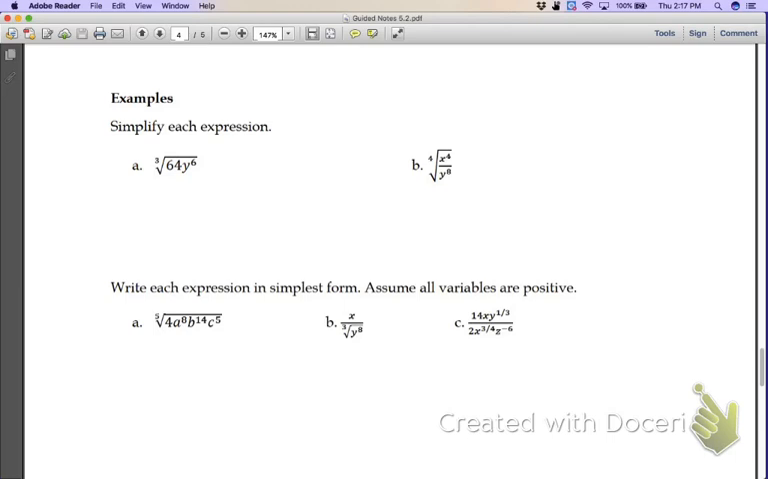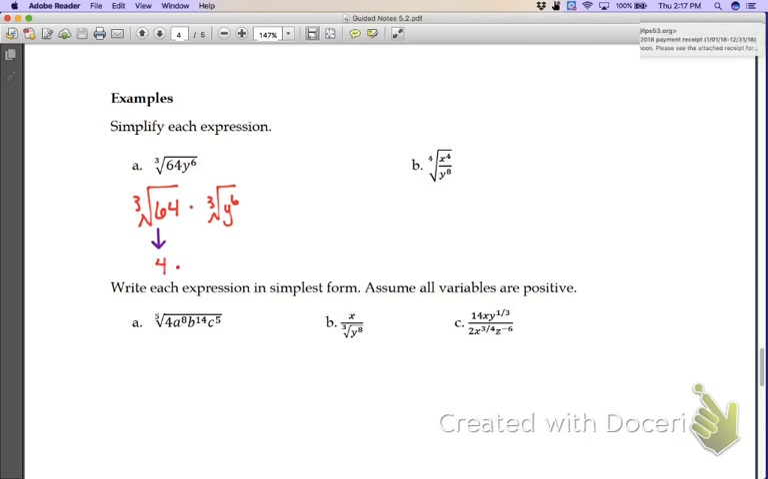Last one is I'm going to go to A here with the cube root of 64 and the y to the 6th. Always look at each thing individually. If I have the cube root of 64, and I have the cube root of y to the 6th. Is 64 in my perfect cube list? Yeah, so what's the cube root of 64? 4.